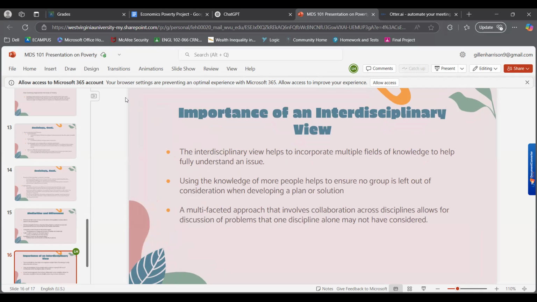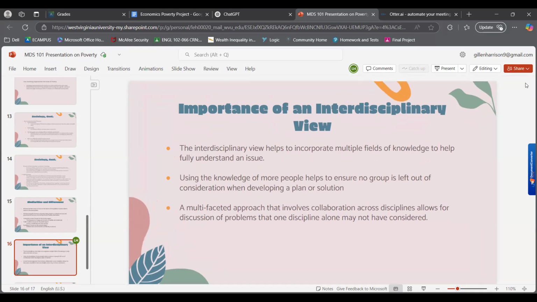So, the importance of an interdisciplinary view. The interdisciplinary view helps to incorporate multiple fields of knowledge to help fully understand an issue. Using the knowledge of more people allows us to ensure that no group is left out of consideration when developing a plan or a solution. And a multifaceted approach that involves collaboration across disciplines ultimately allows for discussion of problems that one discipline alone may not have considered.